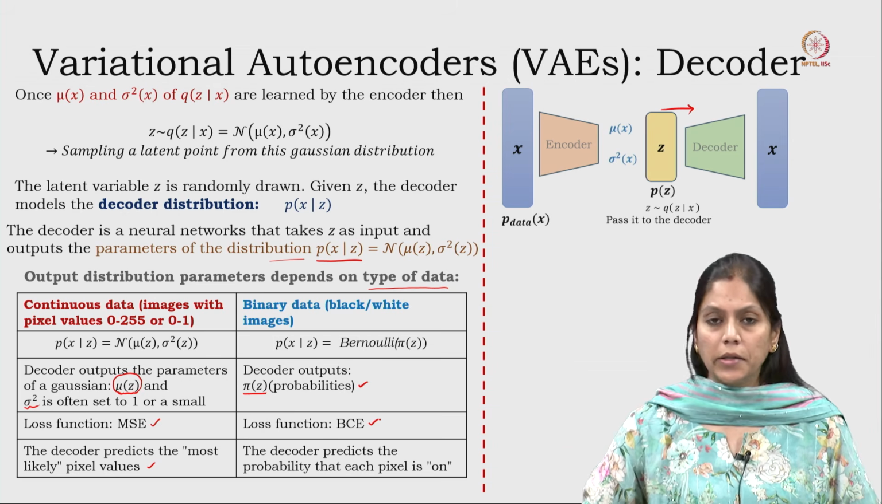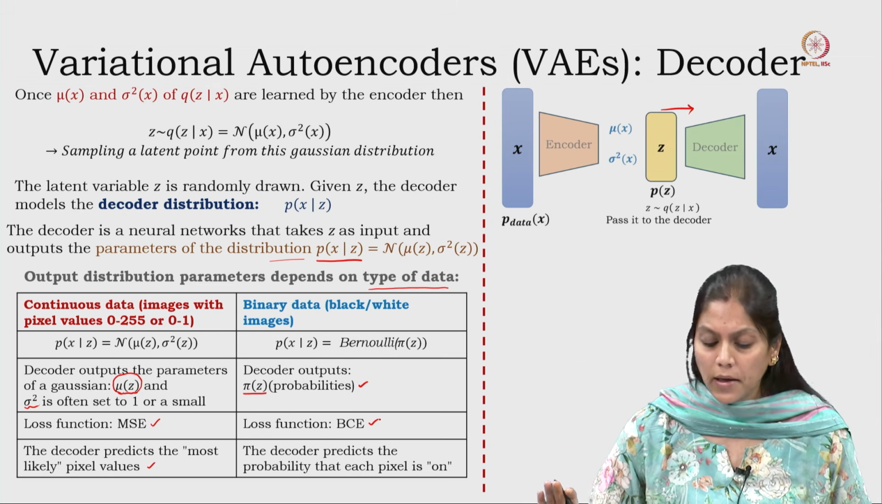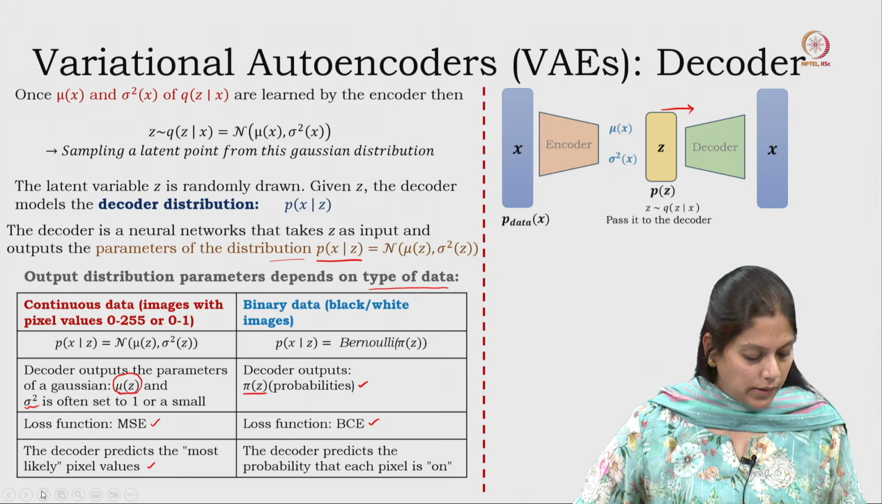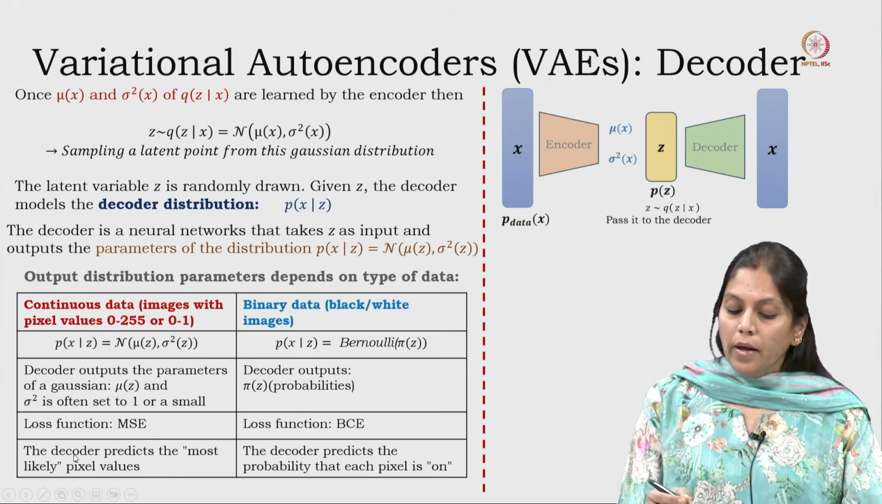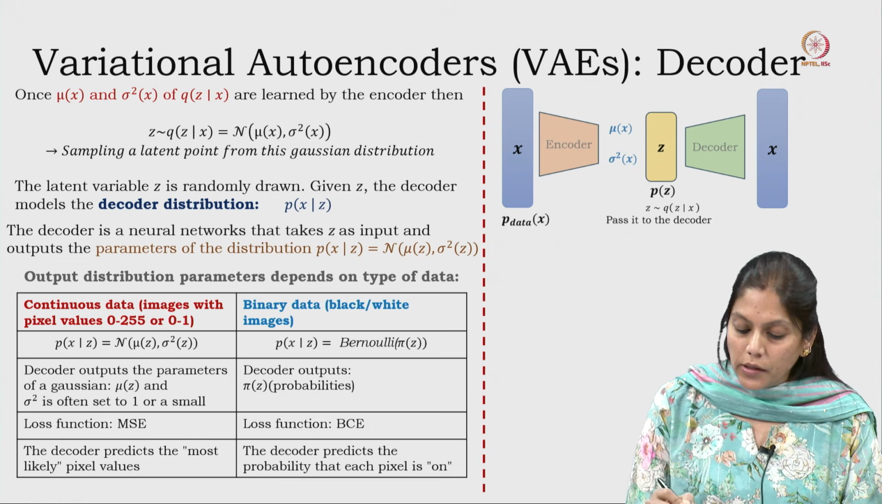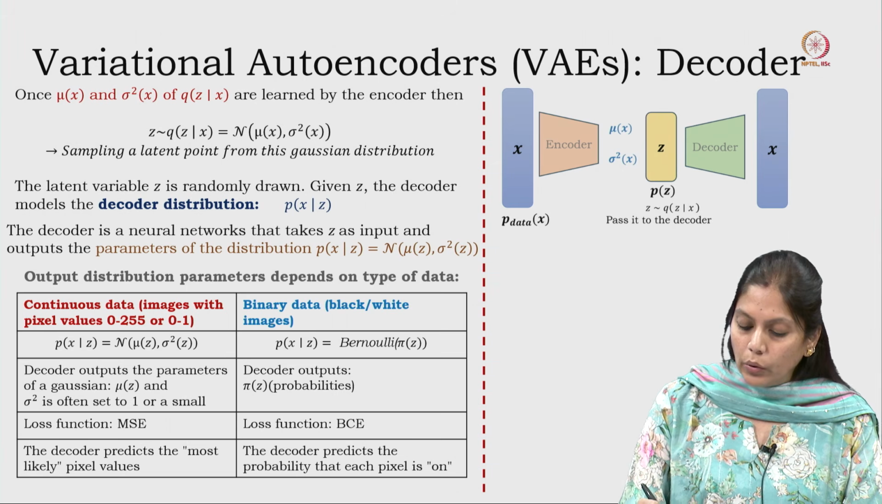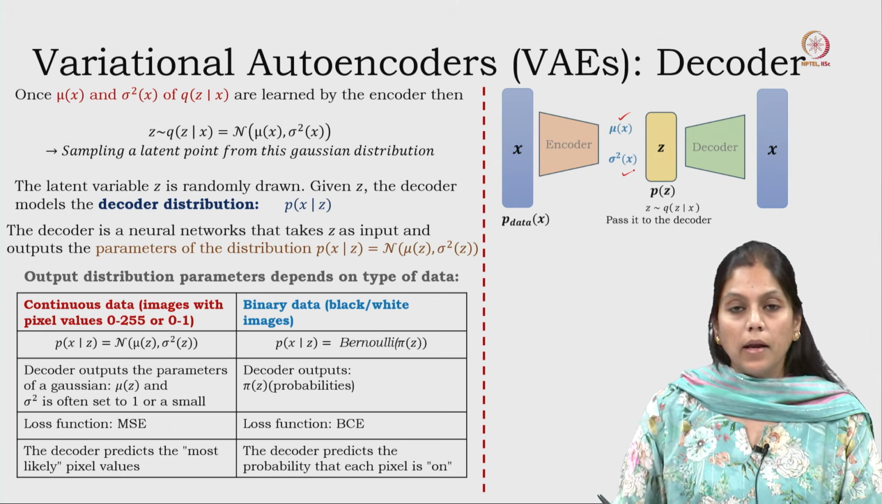So in short, in case it is too heavy to understand, it is very, very simple. Let's summarize. We have an input. The input is passed to an encoder, and the encoder's aim is to give the mean and then the variance.